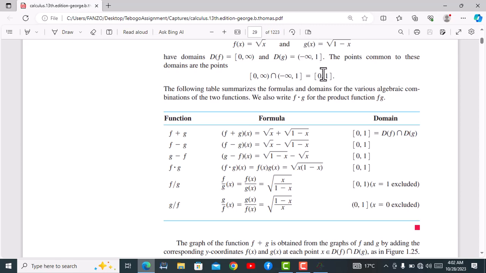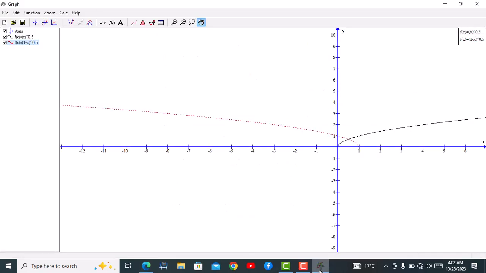So 0 to positive infinity is for the first one, minus infinity to 1 for the second one, and then we find the intersection of the two. Algebraically we can find that, but they have done it for us. Here the intersection point is 0 and 1. When x is 0, y is 1.